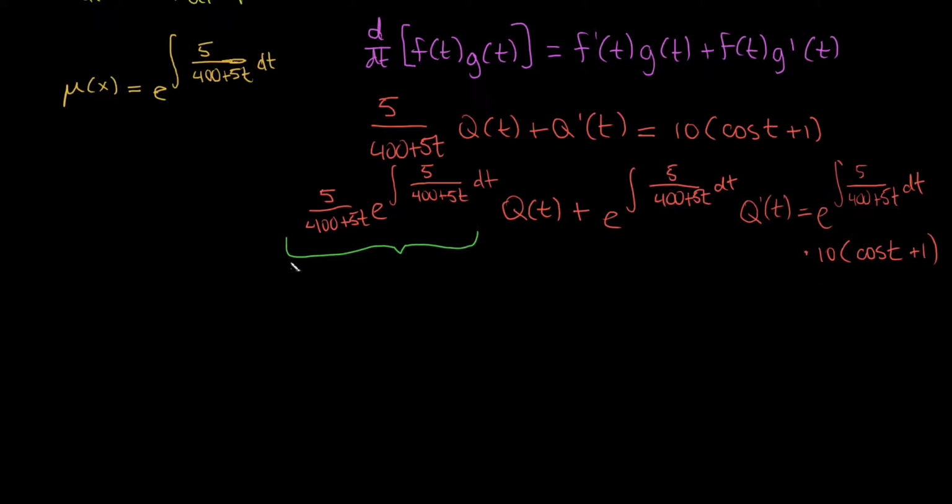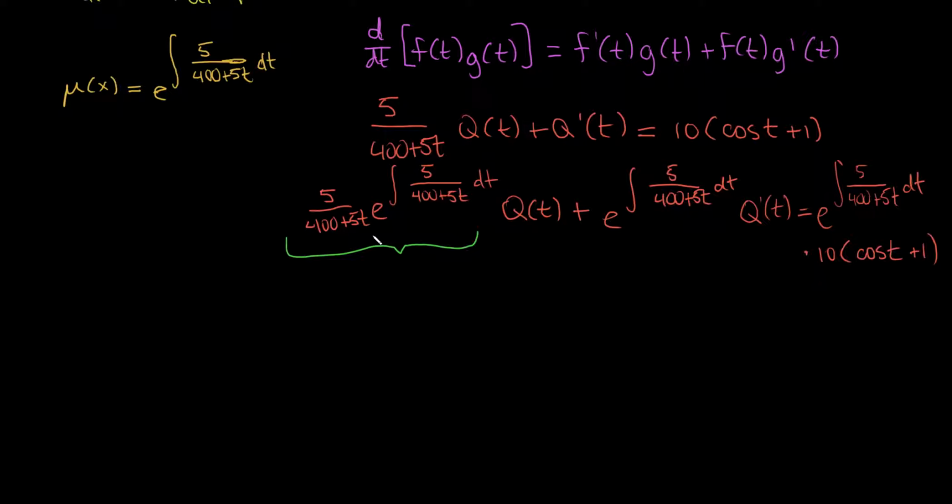So if you imagine this here, these two things being multiplied together, this is the derivative of f of t, and indeed, it does look like if we took the derivative of e to the integral of 5 divided by 400 plus 5t dt, the integral would come down with a chain rule as the derivative, which is this.